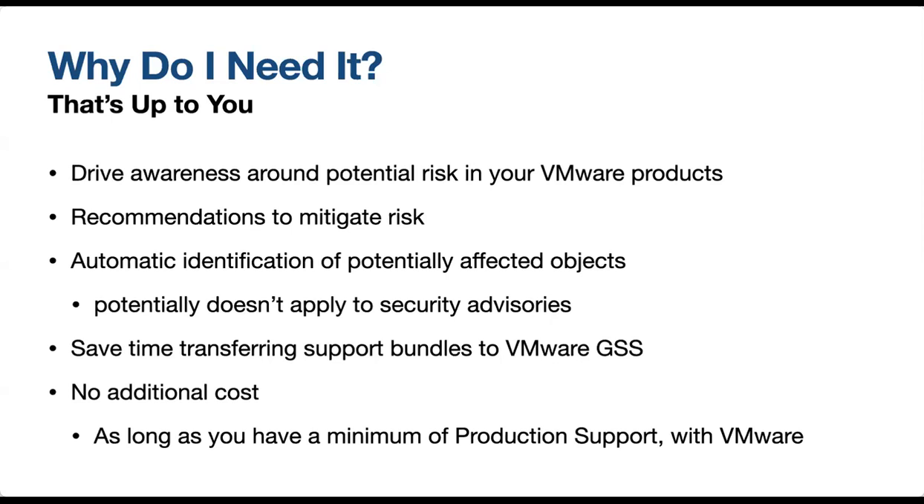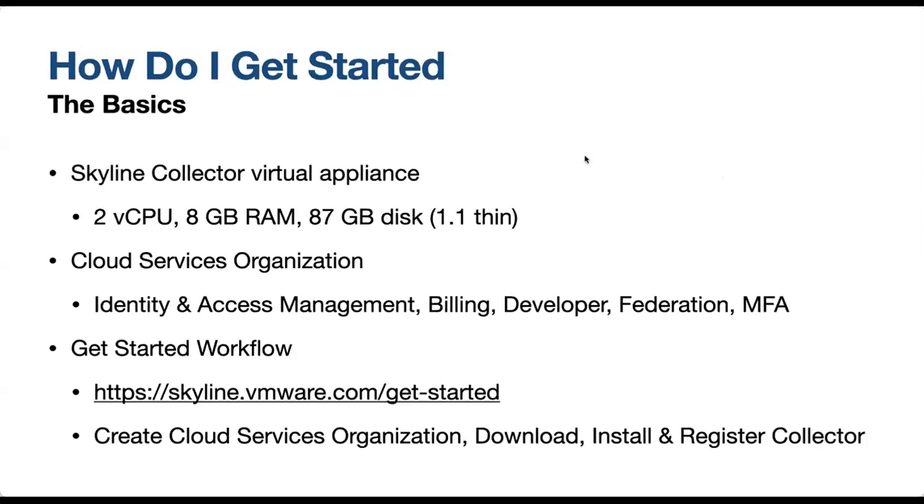And then finally, it is no additional cost. So I didn't want to leave that out. The very common question with many products is how much does it cost? How do I license it? Skyline is no additional cost. The only minimum requirement is that you have a production support entitlement account or agreement with VMware. That is the minimum requirement. If you have Premier support or our new support offering, Success 360, we also support that as well. But again, production support with VMware is that minimum.